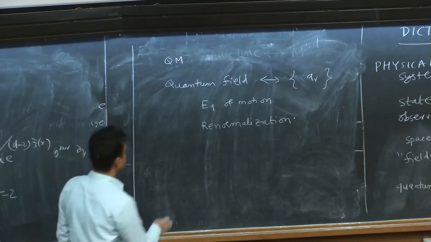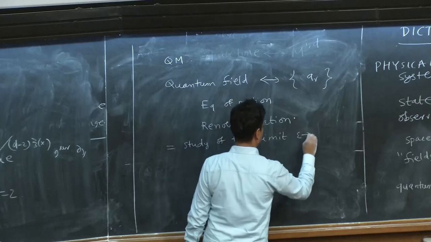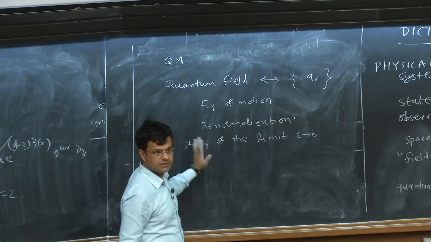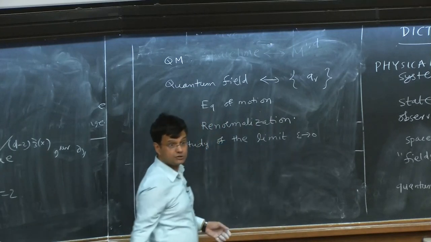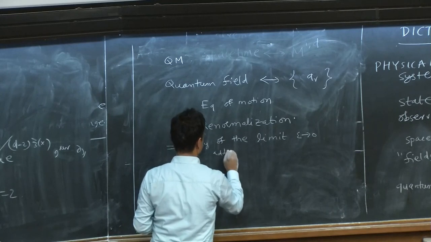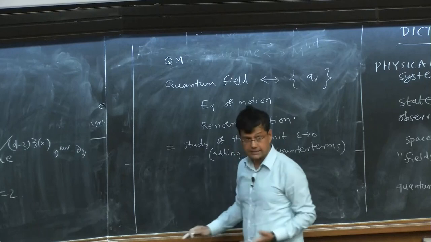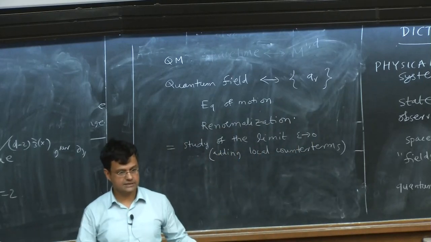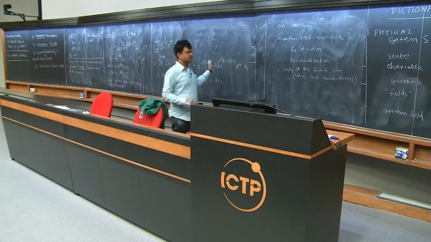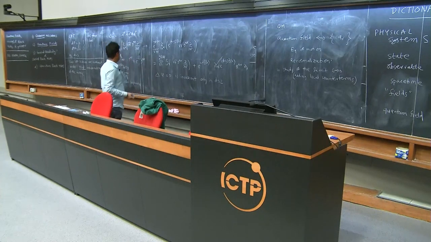So renormalization theory is the study of this limit epsilon going to zero. You have regulated with some regulator epsilon and you want to remove that regulator. And you're allowed to add local counter terms. The statement of renormalization is that under certain conditions, you can always remove those divergences, and all physical answers can be rendered finite. Of course, a lot more complicated divergences appear, but this particular example is simple enough to understand. You can really work it out. There is a divergence, and you can remove it.